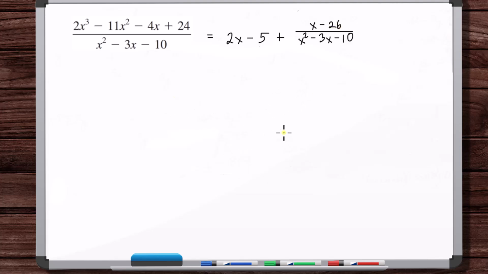Okay. And so now we have a rational function where the order of the numerator is less than the order of the denominator. So we're going to do partial fraction decomposition on this. Okay, first step is you factor the denominator.